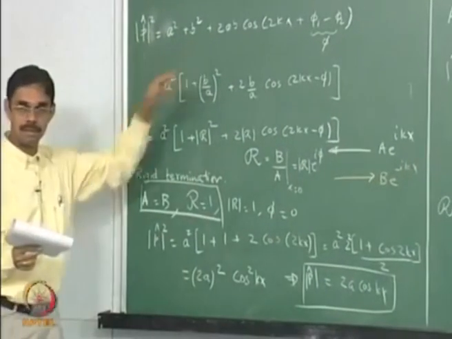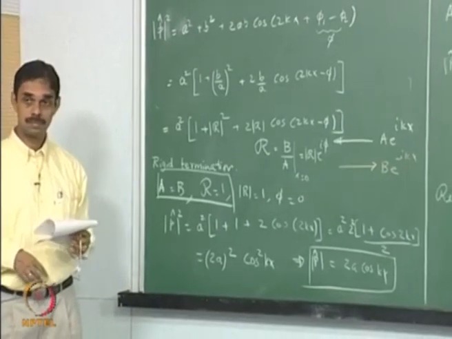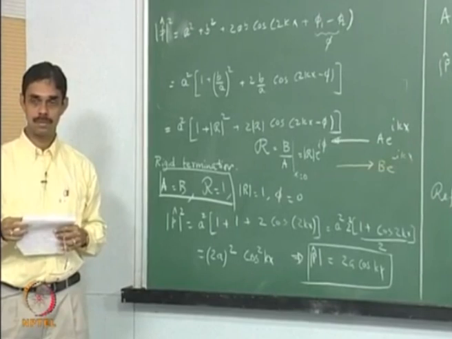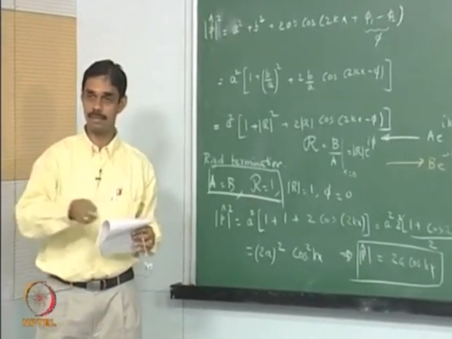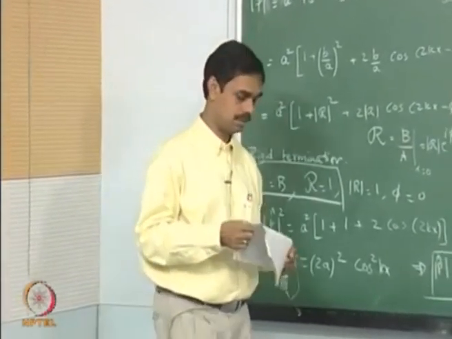What happens when B is 0? It is a progressive wave. So you do not have this standing wave pattern, but it will just be constant amplitude. So it is a travelling wave, okay, when B equals 0.